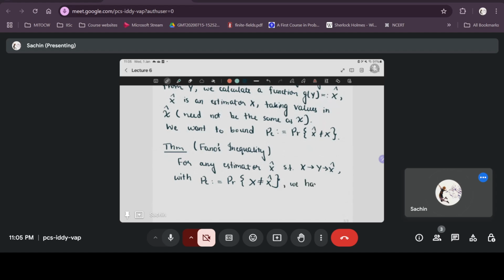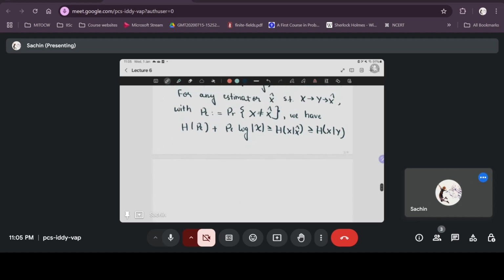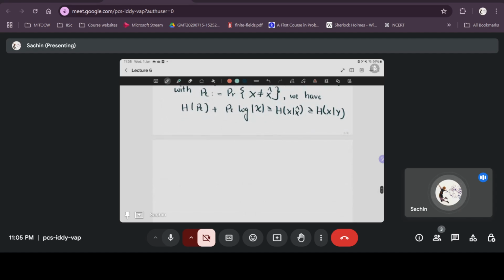We have h of PE plus P log cardinality of x is greater than or equal to h of x given x hat, which is in turn greater than or equal to h of x given y. That's the inequality. And you can make it weaker.